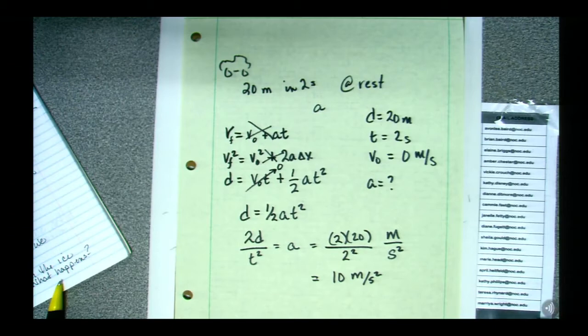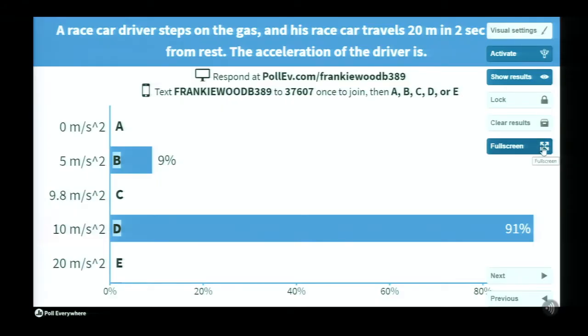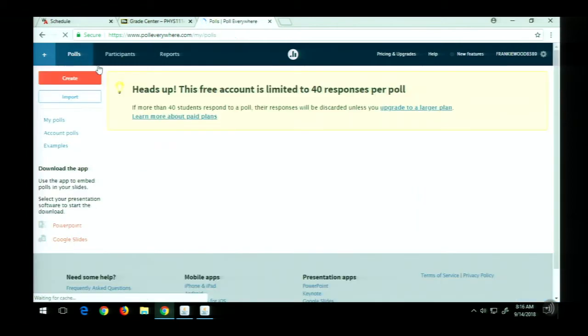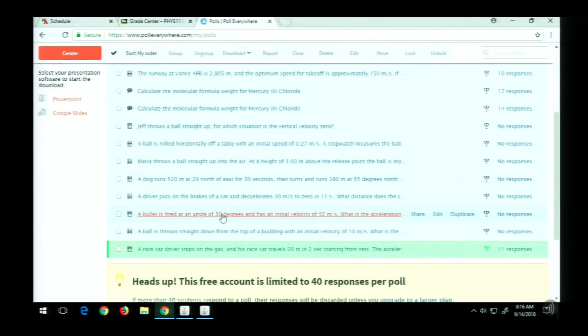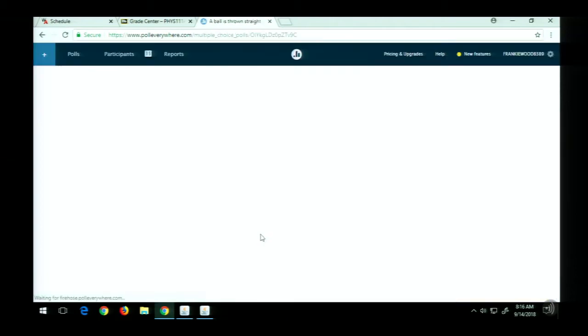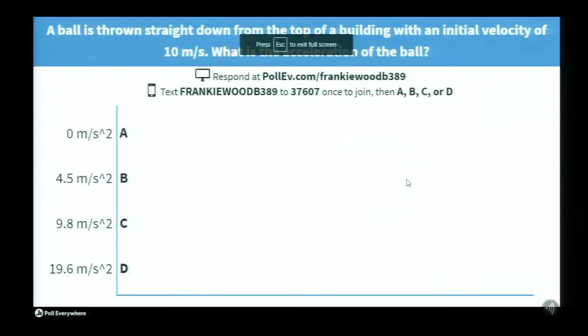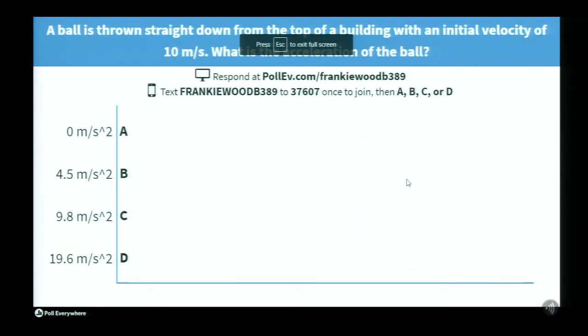All righty. Let's go back. Okay. We'll do this one. The other thing about physics problems, don't make them harder than they are.